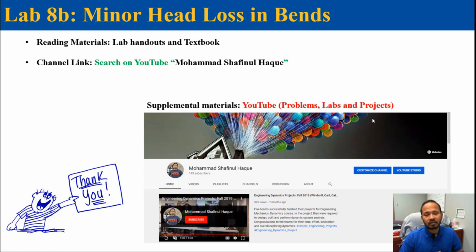In the next lab, we're going to do 8B, which is the minor head loss in bends. In pipes, you have long bends, small bends, mitre bends, and fittings, you have valves. So there's also head loss on those fittings, and those are called minor head loss. That will be our second part of this lab.